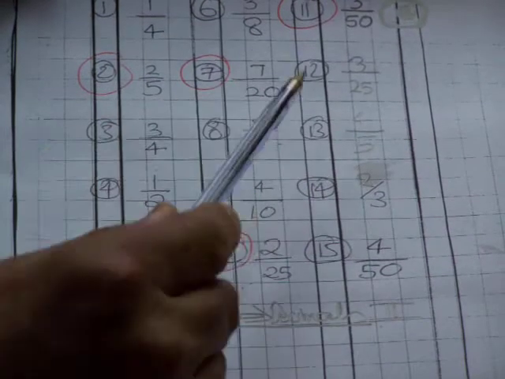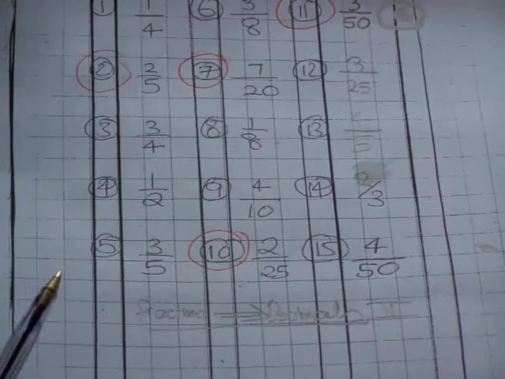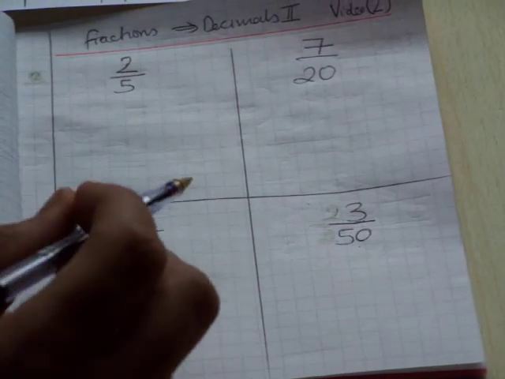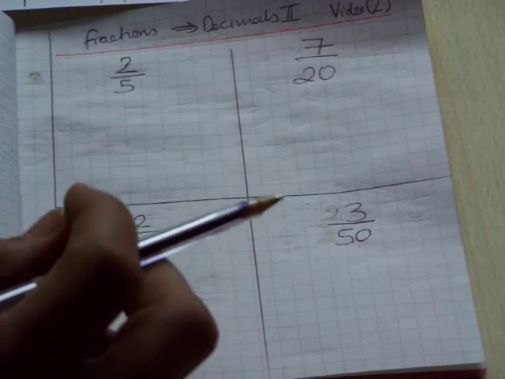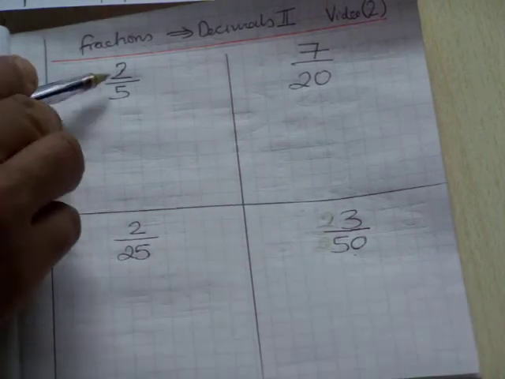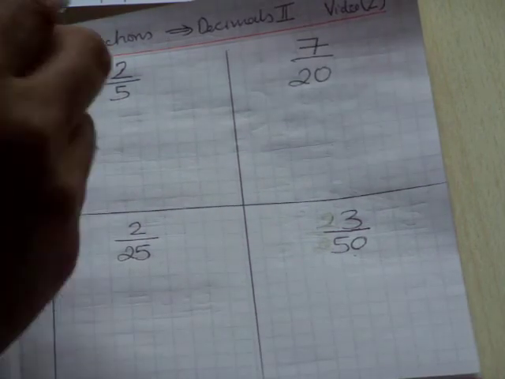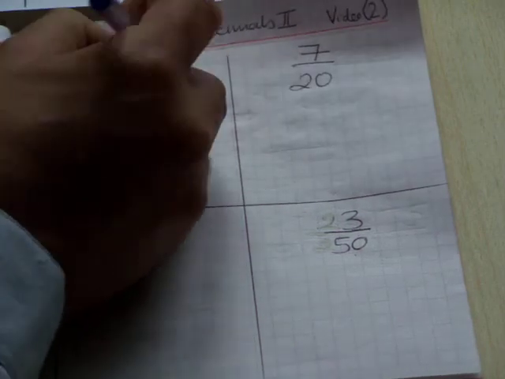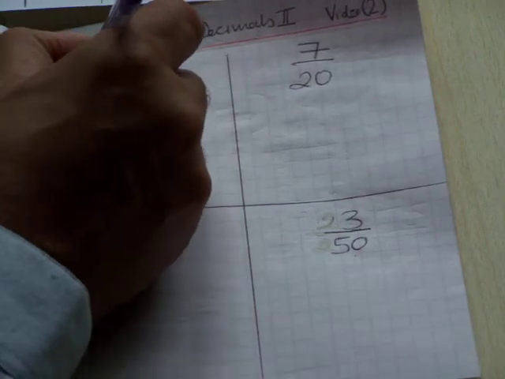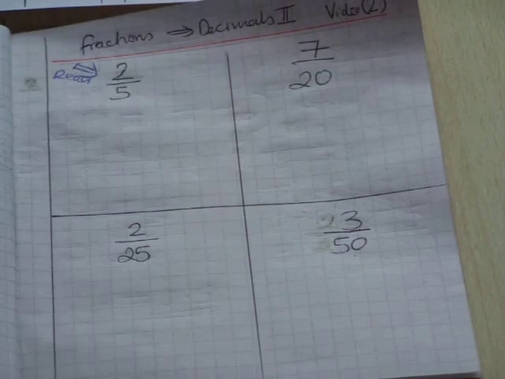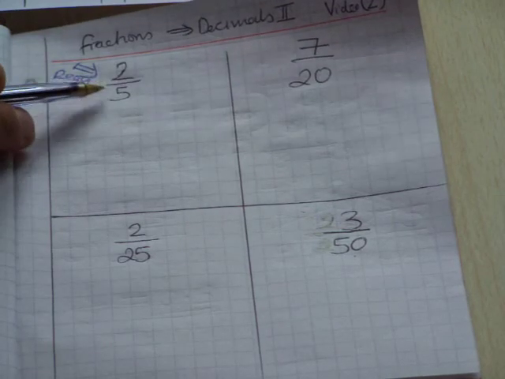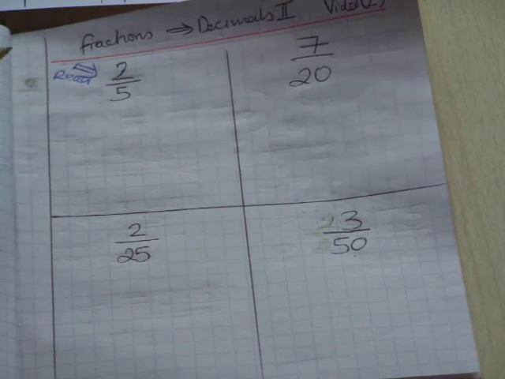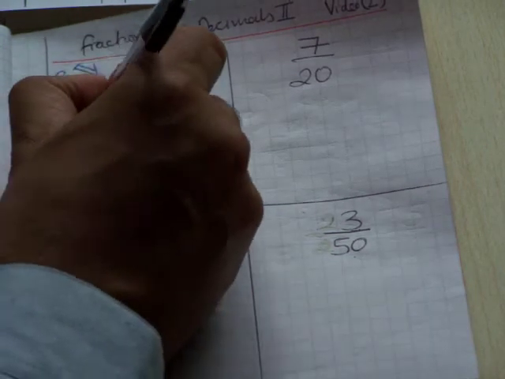Right folks, we're now going to go through the questions which I gave you in video number 1, which is converting three fractions into decimals. First of all we are going to look at 2/5. We need to start with the technique. The technique is to read the fraction. So when we read the fraction it says 2 divided by 5. Top number divided by bottom number. Okay, so we have 2 divided by 5.